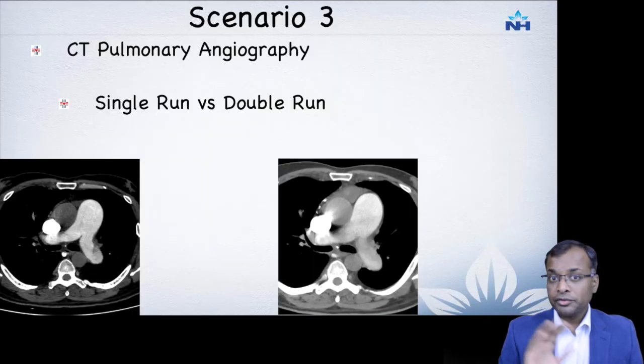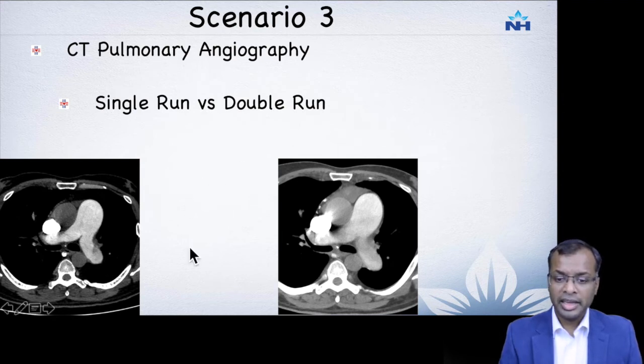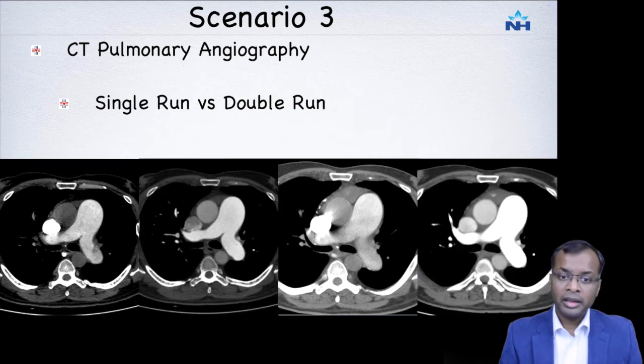These are two different patients who have had a two-run protocol. And if you see, this was the first run. In the first run, what you're seeing is very poor opacification of the pulmonary artery. This tends to happen if patients have poor cardiac output, especially right heart failure. In this case, fortunately, we had done a second run and you can see the opacification has significantly improved.